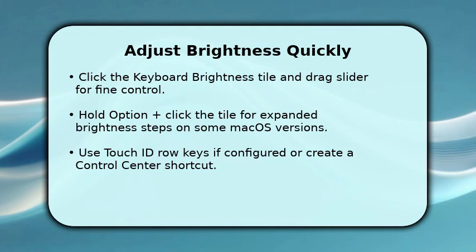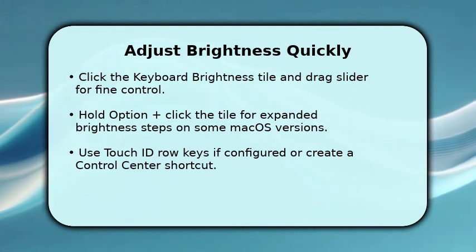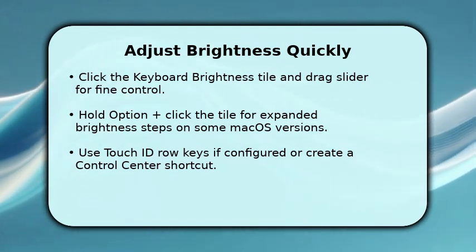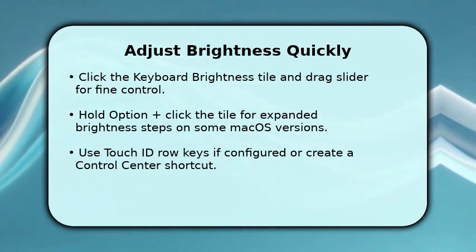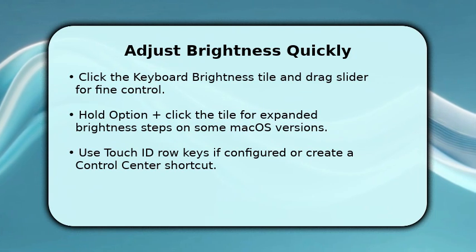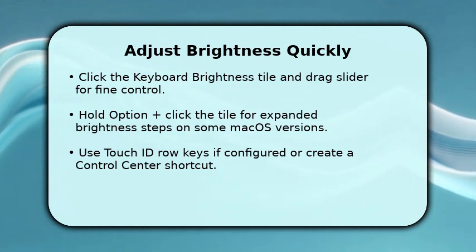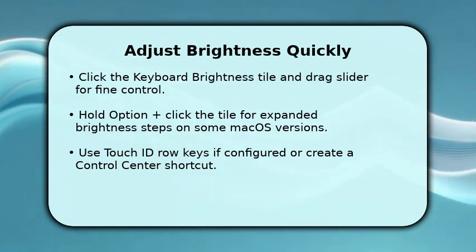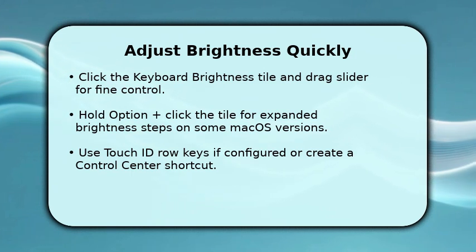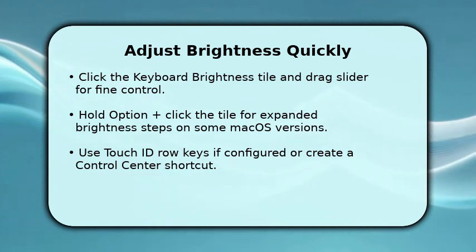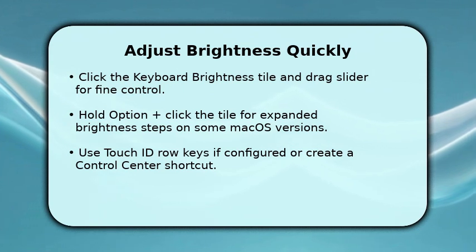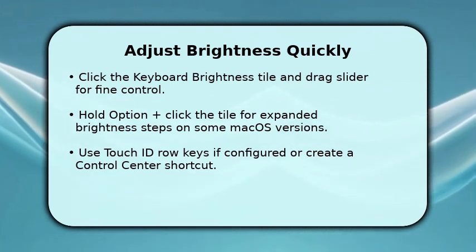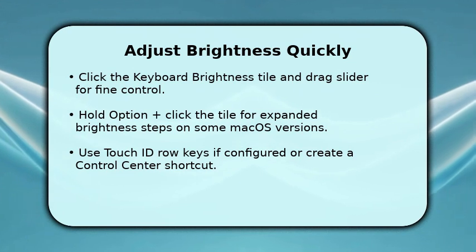You now adjust brightness using the visible slider. Click the keyboard brightness tile and drag for the exact level you want because the slider provides fine-grained control. Make sure to try holding Option while clicking the tile on some macOS builds. That can expose more granular steps or instant toggles. If you prefer hardware keys, map Touch Bar or Touch ID row controls in Settings so you can change brightness even faster without opening any menus.